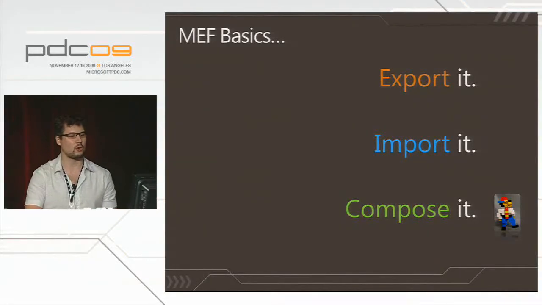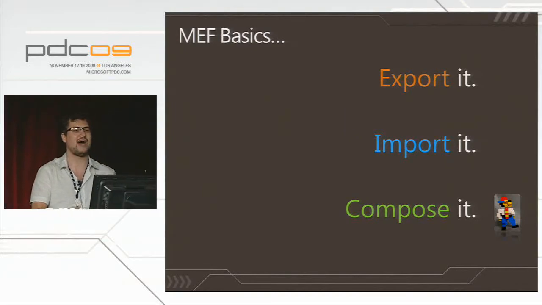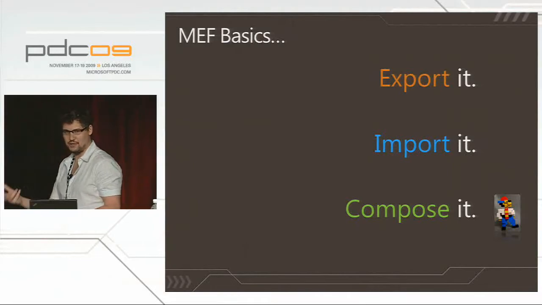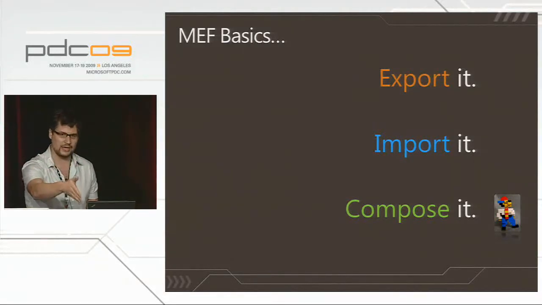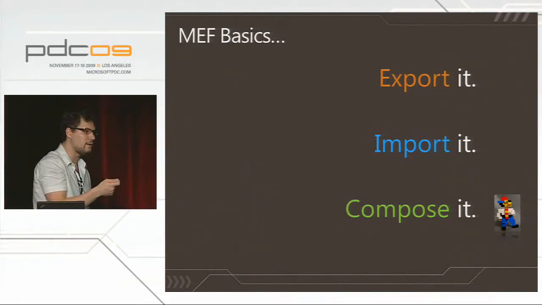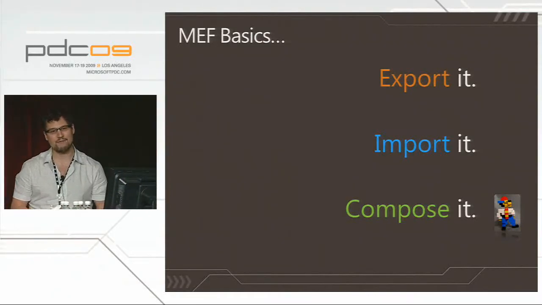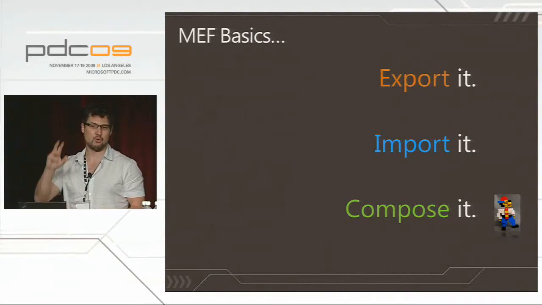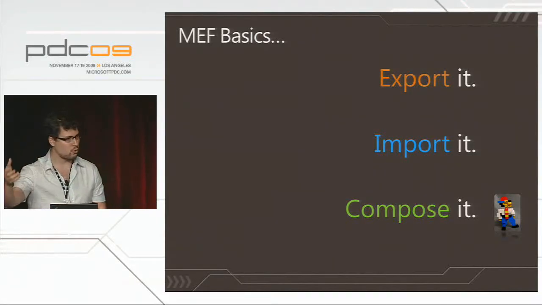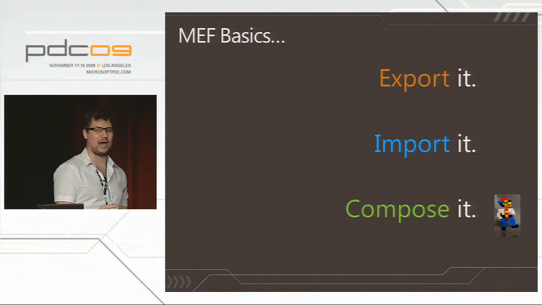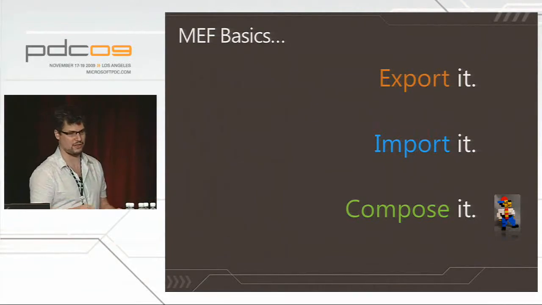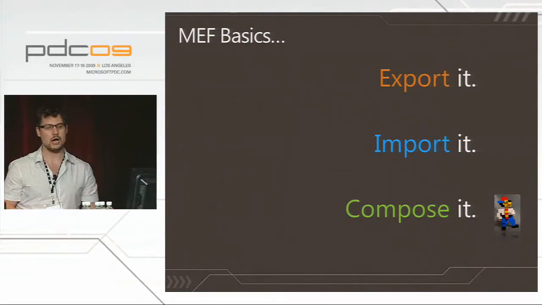The second part of the equation is import. Import is I need something. And again, I said the collections are the more interesting thing, because here we have a collection of widgets. I don't want just one. There's one-to-many that might show up. And so with MEF, when we do importing, we can import a single thing, or we can import a collection. And we also allow you to even distinguish those different things. We'll get into that a bit later.